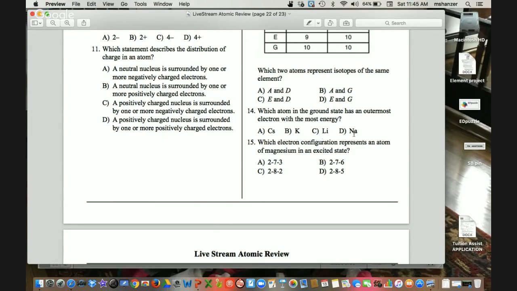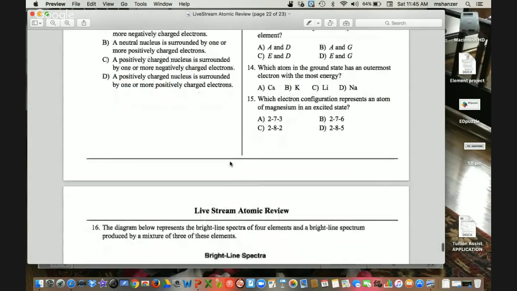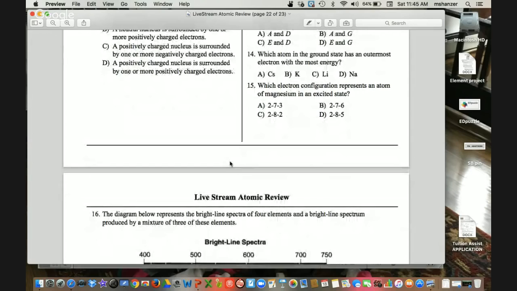And you'll notice these are all group 1 metals as well. Question 15. Which electron configuration represents an atom of magnesium in an excited state? To navigate your way through this question, you need to look at your periodic table, and you need to look at what the electron configuration is for magnesium. Because on the periodic table, that would represent the ground state.